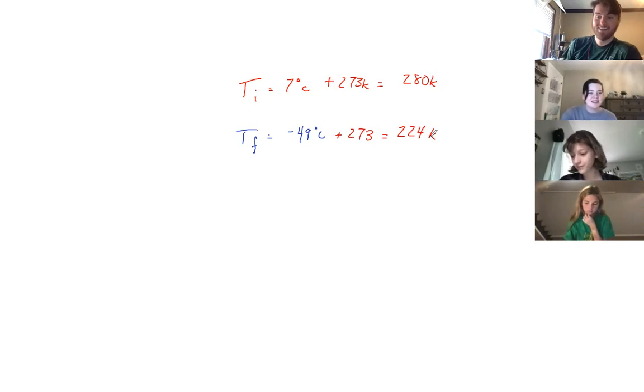Changing into Kelvin is the simplest thing ever. You just add. I mean, it gets annoying when you have to start thinking about decimal places and sig figs and stuff like that, but for the most part, it's simple.